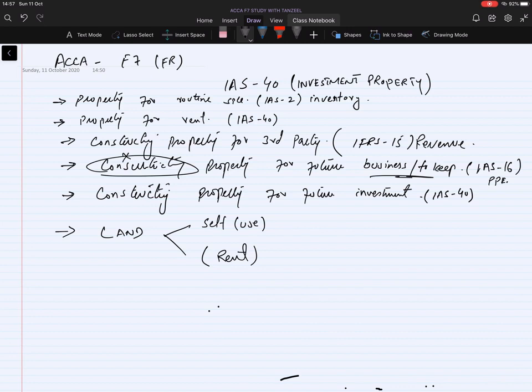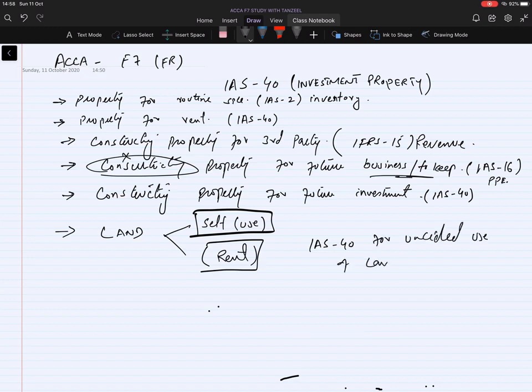If you are confused and you don't even know the future use, then the standard says you apply IAS 40 for undecided use of land. If you do not know what use you are going to have for this land at this point, then the standard says keep this in IAS 40 investment property.